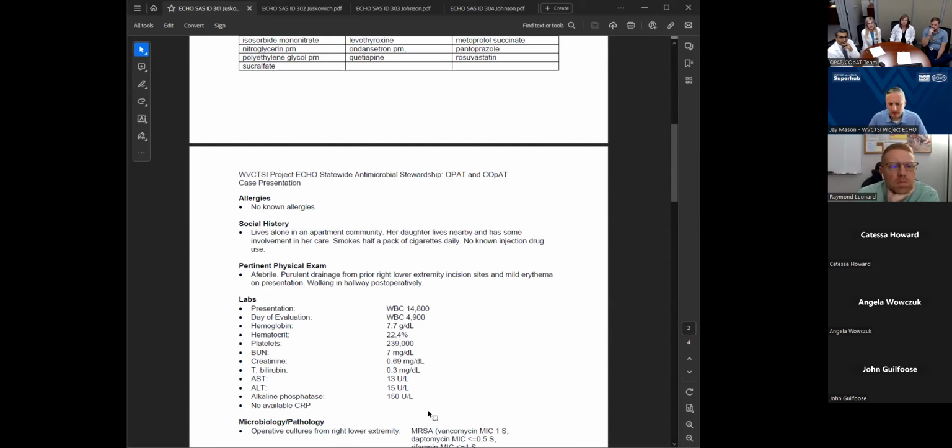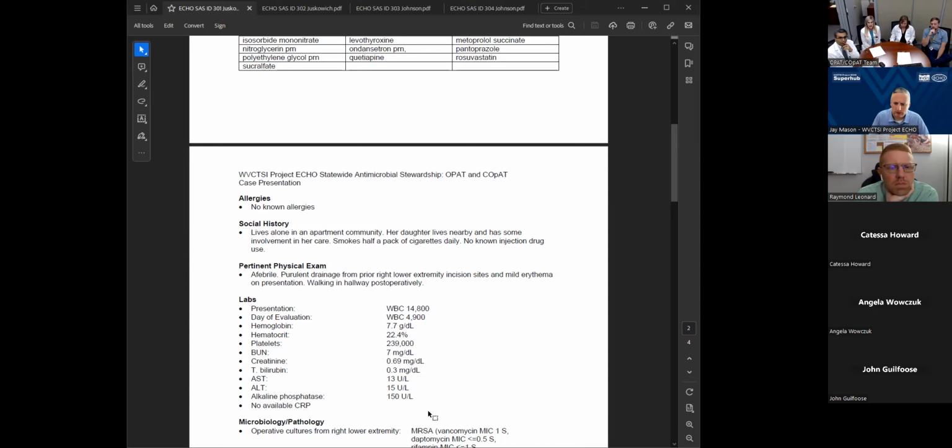So in physical exam, she was afebrile. And at this point, she was noted to have purulent drainage from her right lower extremity incision site. So really over the site of her prior fracture, as well as around her ankle or her distal right lower extremity. The sites more proximally looked okay, and some mild erythema. By the time we were consulted, she was walking in the hallway postoperatively.